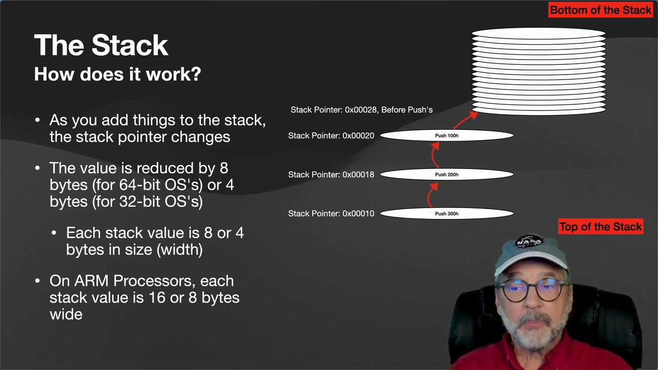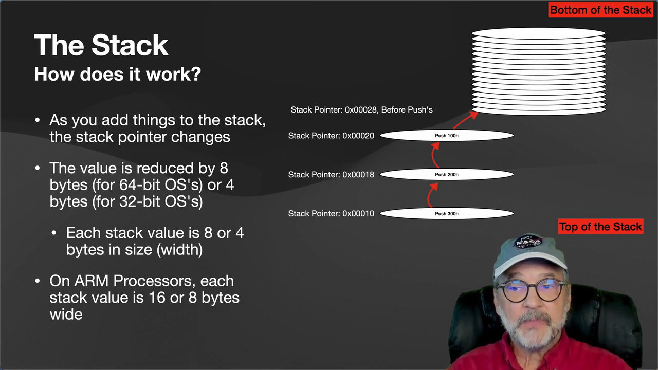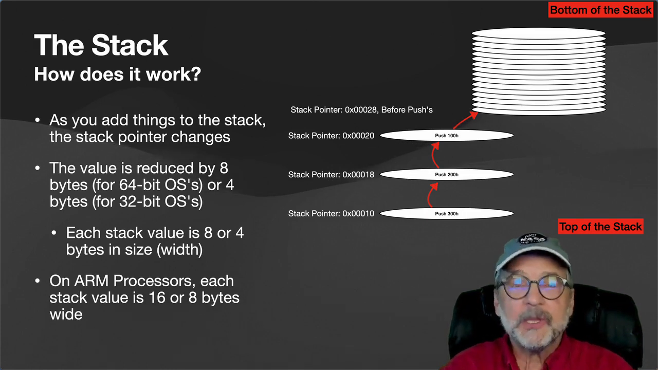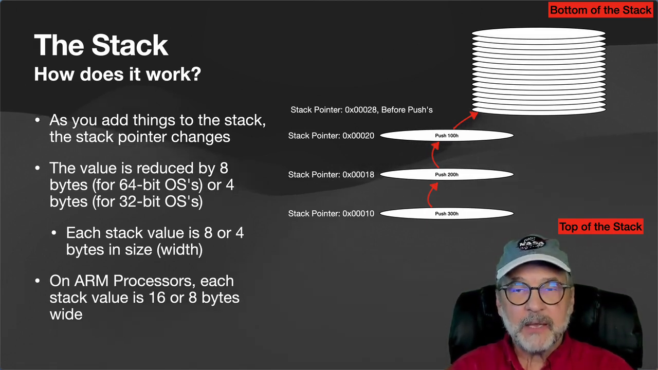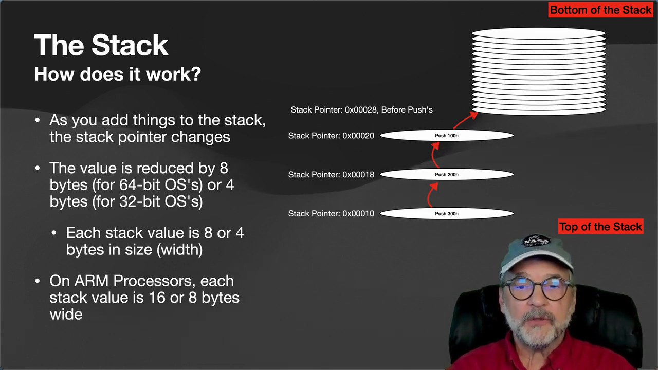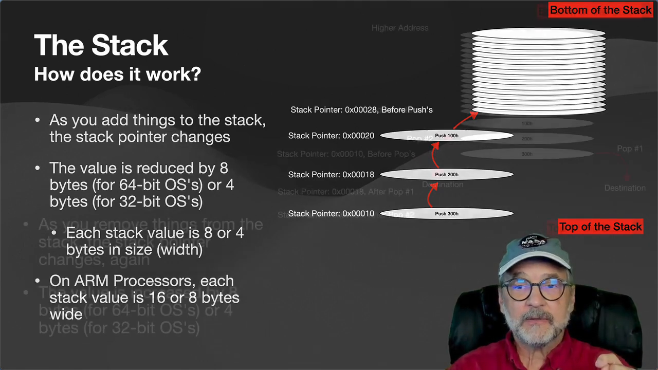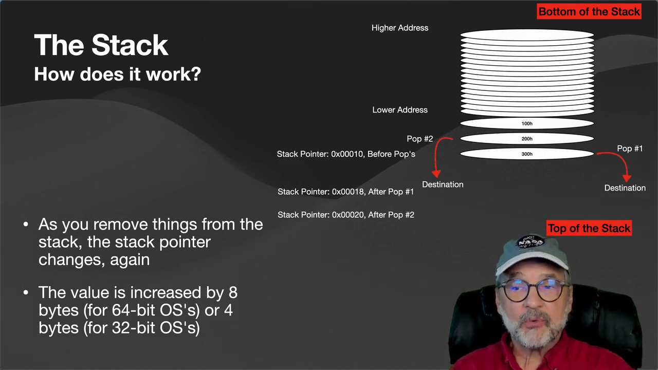Now on ARM processors, that'll be 16. It'll change 16 for 64-bit apps. It'll change 8 for 32-bit apps. And that's really because, like I said earlier about the function, the way that they have functions called in ARM processors. Now, if you're on a 32-bit OS, it's 4 bytes instead of 8. So when you remove things, the stack pointer increases in value.